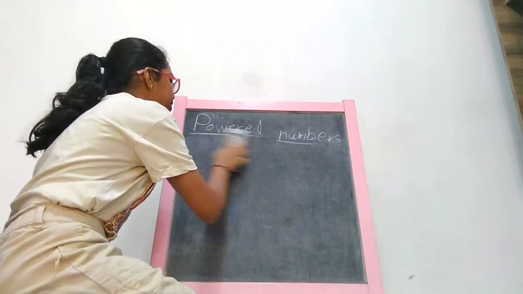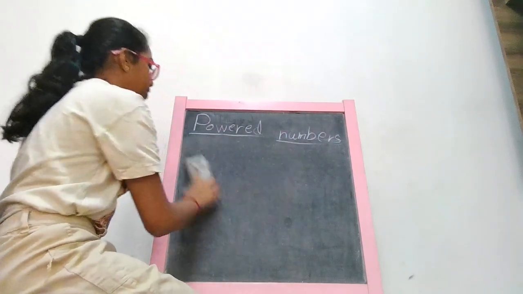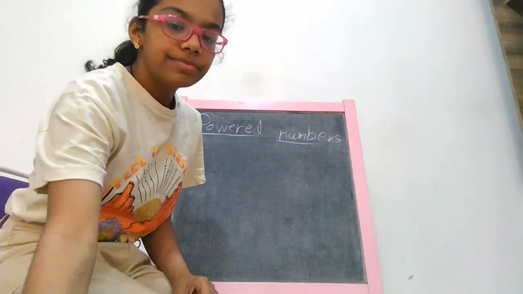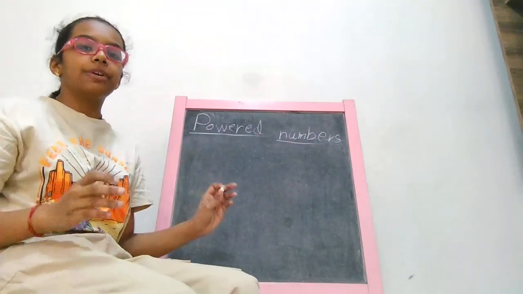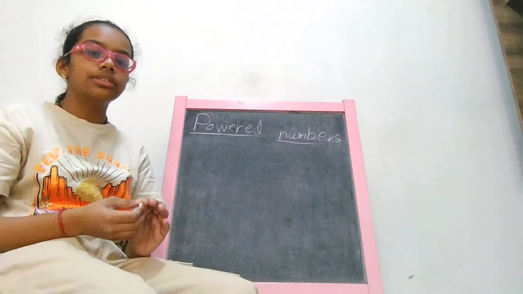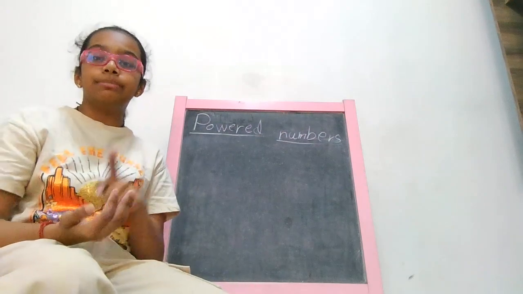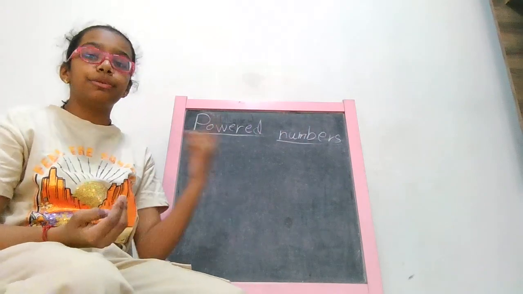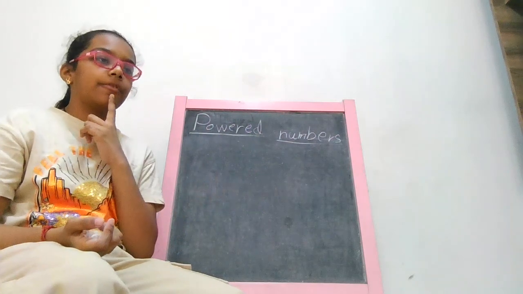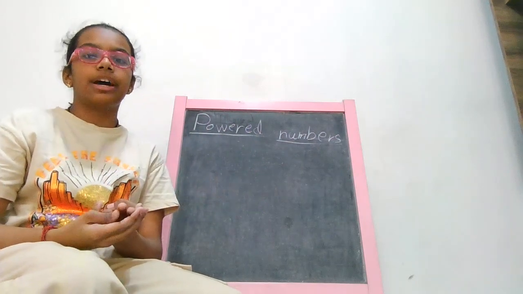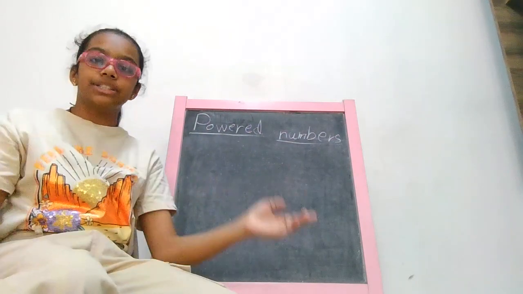So I hope you understood the concept of power numbers. Now I'm going to put a few questions on the board for you to answer. They can have simplification, simplified numbers. They can have solving. They can have different kinds of things. Okay.